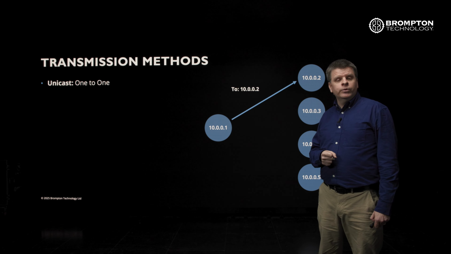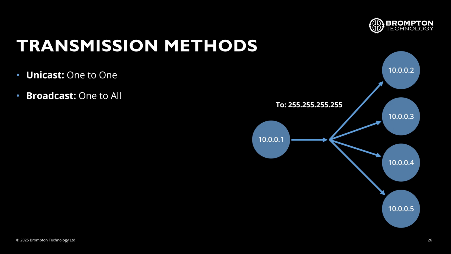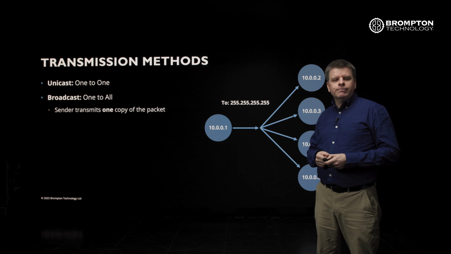Well, the other extreme is to say we want to send data to everybody on the network. And we call this broadcast. So broadcast is essentially a one-to-all connection. And we have a special IP address, 255.255.255.255, that we use to do this. And it tells the network, I'm going to send this packet once onto the network, and it's the network's responsibility to then transfer it to all connected devices.